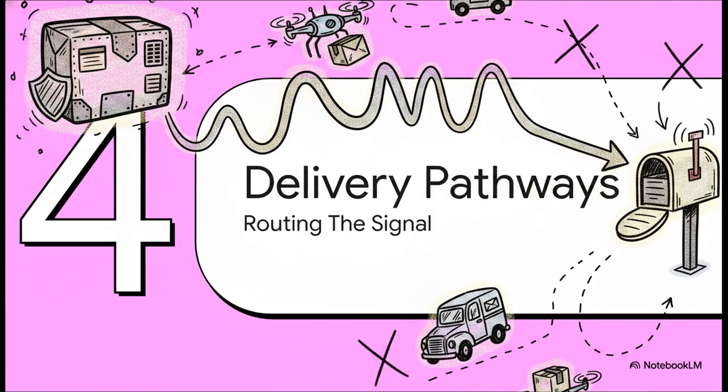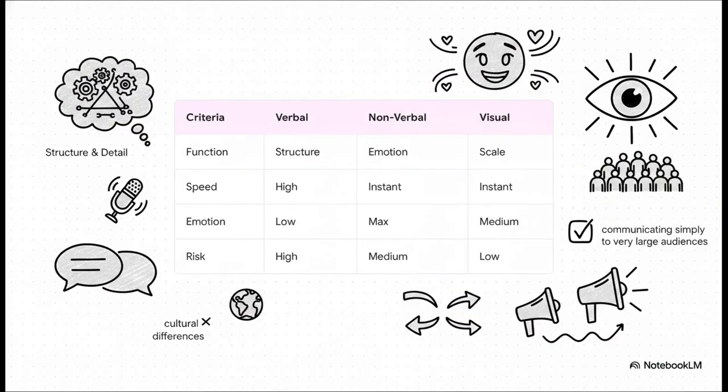Which leads us to Section 4, selecting your delivery pathway. It's time to route the signal. Okay, so your payload is now heavily armored. Fantastic. But honestly, a great package is totally useless if it's sent to the wrong address via the wrong mail carrier, right? We have to strategically route the signal to its destination. Let's look at the media matrix.